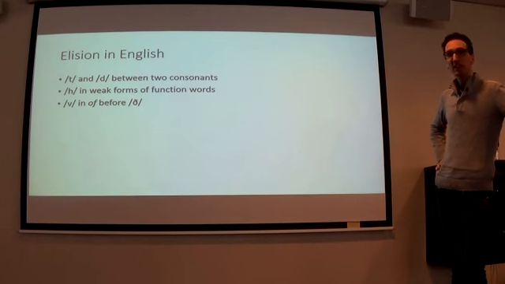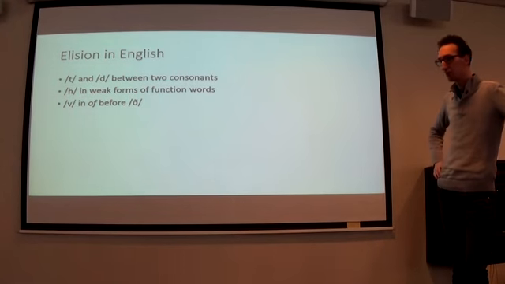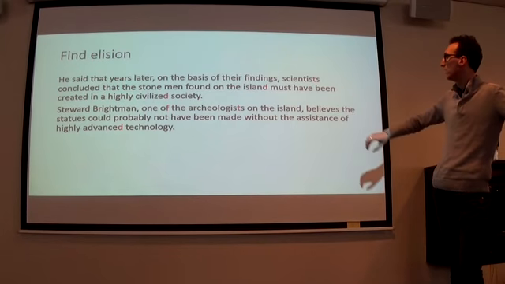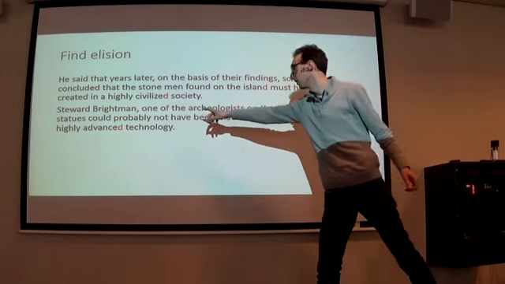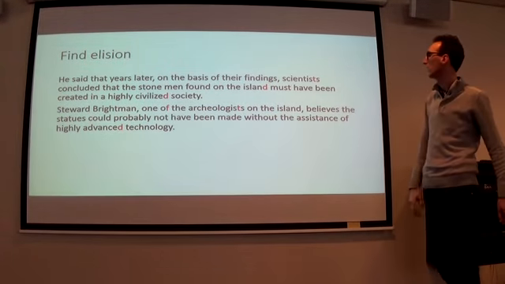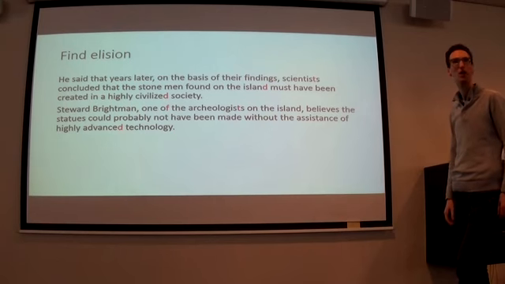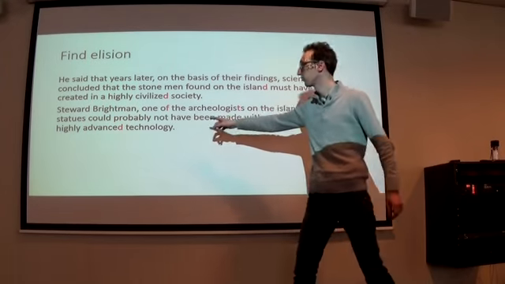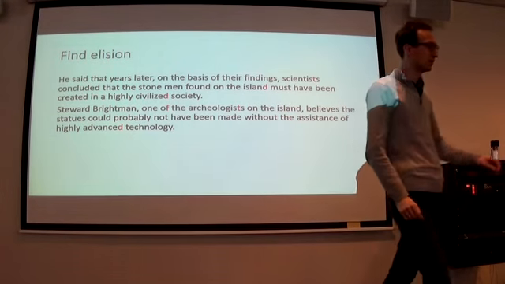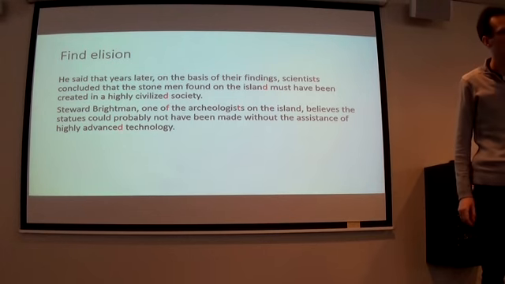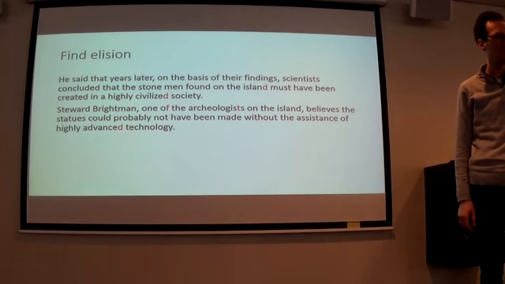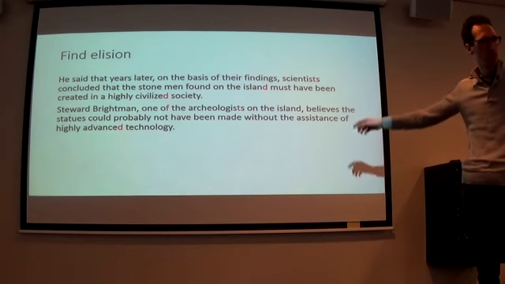Next, the H in weak forms of function words. For example, the H in "have" here and here, not "have been" but "must have been". We don't say "have", we say "of" in a weak form. So the H at the beginning is elided. Oh, but you didn't... I forgot that. I overlooked it. Okay.